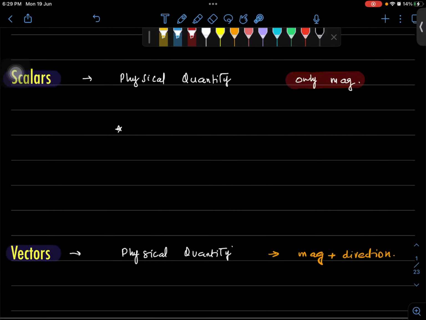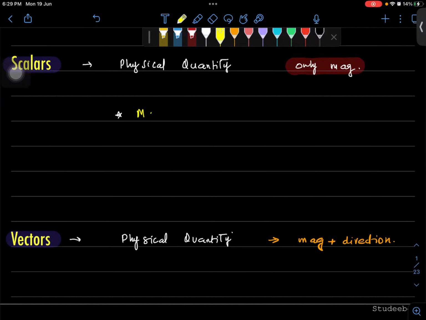ये दोनों physical quantities हैं, दोनों के पास numerical magnitude है, दोनों के पास number है अपना, और दोनों के पास SI unit है. लेकिन इनमें difference क्या है कि scalar के पास सिर्फ magnitude है और vectors के पास direction भी मौजूद है साथ. Mass की कोई direction नहीं होती. Temperature की कोई direction नहीं होती. We just say it's like 30 degrees Celsius. हम उसकी कोई direction नहीं बताते साथ.